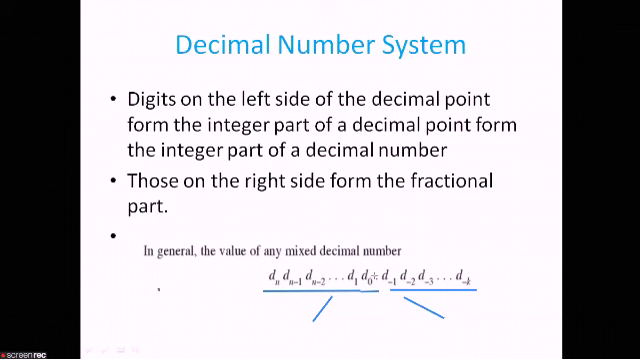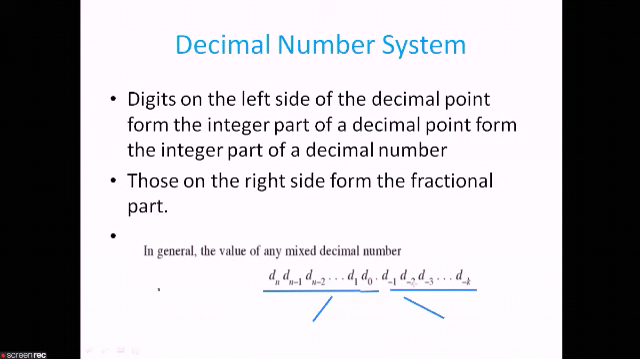This is the first digit to the left of the decimal point, so it has the unit weight of 10 to the power of 0. This second one has 10 to the power of 1. After d1, this one will be d2, so it will have a weight of 10 to the power of 2. Now this one is the first digit to the right of the decimal point, so it has a weight of 10 to the power of minus 1. That's why it is written d subscript minus 1. This is the second one, so it is 10 to the power of minus 2.